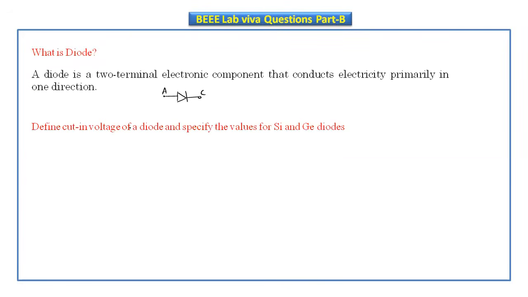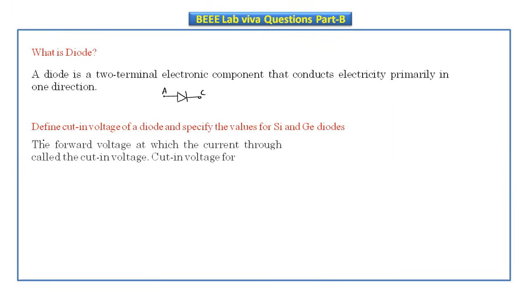Next, define the cut-in voltage of the diode and specify the values for silicon and germanium diodes. The forward voltage at which the current through the junction starts increasing is called the cut-in voltage. The voltage where the diode starts conducting is called the cut-in voltage. It is denoted by V gamma. The cut-in voltage for silicon is 0.7 volts, while in the case of germanium, the cut-in voltage is 0.3 volts.